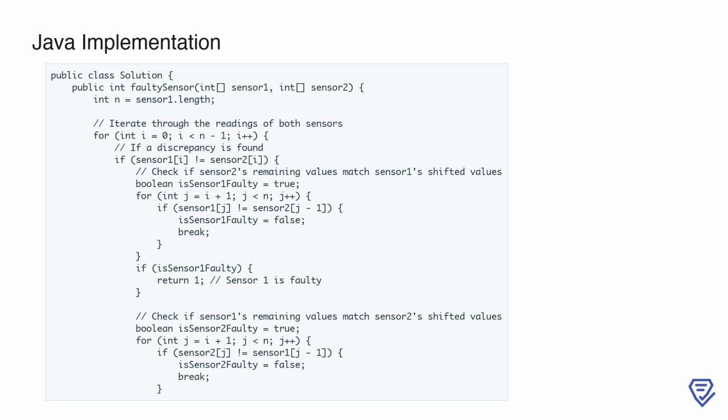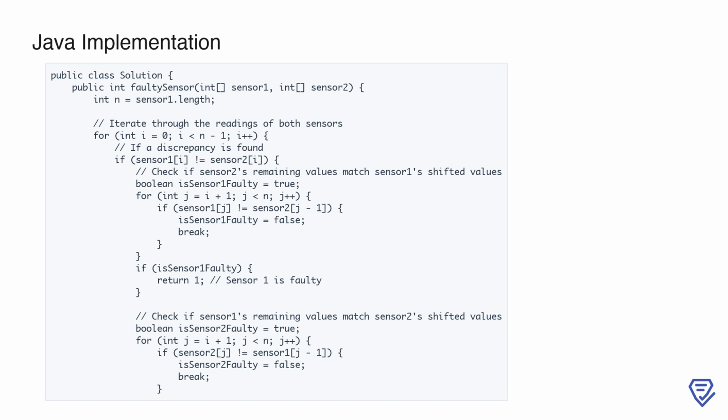First, we define the method faultySensor, which takes two integer arrays, sensor 1 and sensor 2, as inputs. These arrays represent the readings from the two sensors. Inside the method, we store the length of the arrays in the variable n. Then, we use a for loop to iterate through the readings of both sensors, stopping at n-1 because we're comparing consecutive elements. Within the loop, we check for a discrepancy by comparing the current readings of sensor 1 and sensor 2. If a mismatch is found, we move on to verify whether the issue lies with sensor 1 or sensor 2.